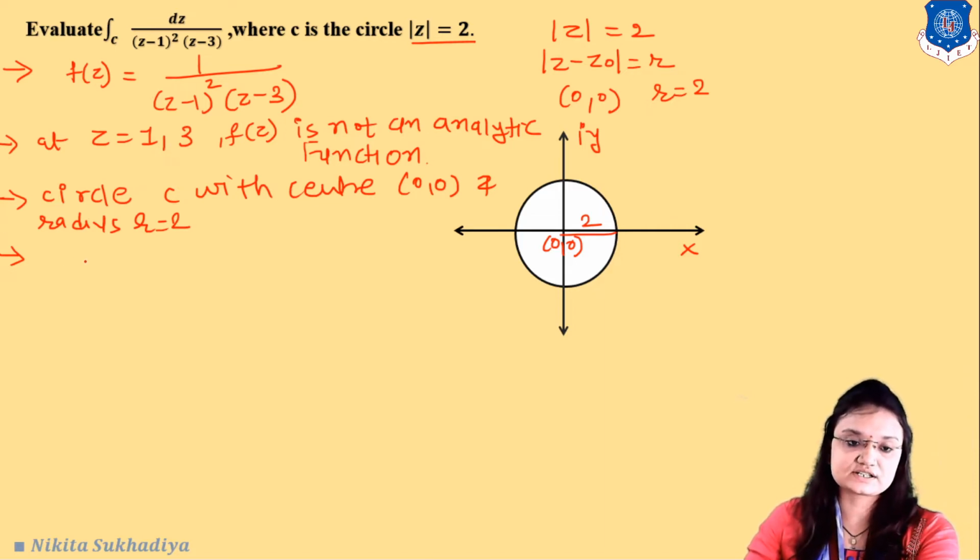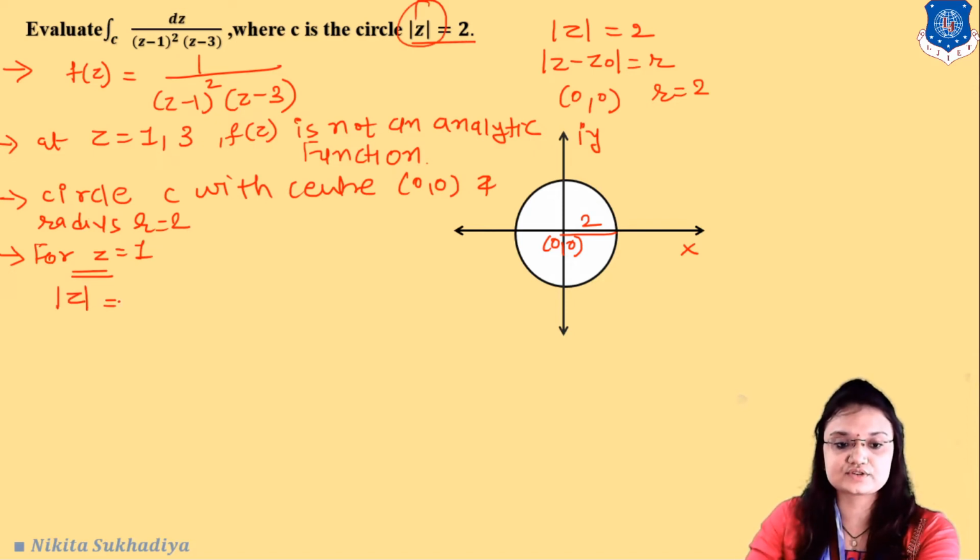So first of all, let us check whether the points z = 1 and z = 3 lie inside the circle C or outside the circle C. First, take z = 1. Put z = 1 in modulus of z. This becomes 1, which is less than 2. So this point lies inside the circle C.